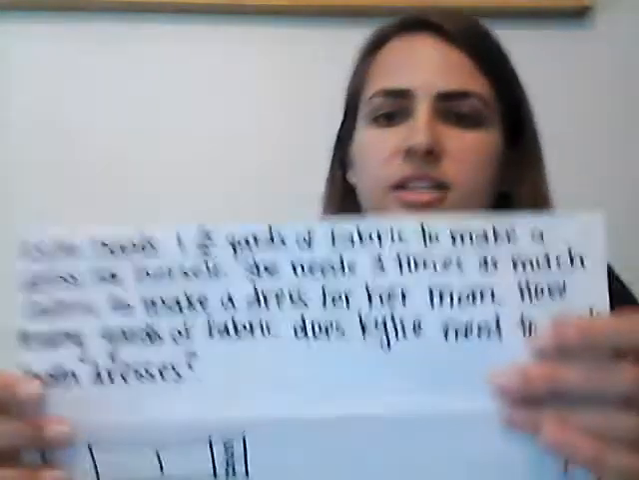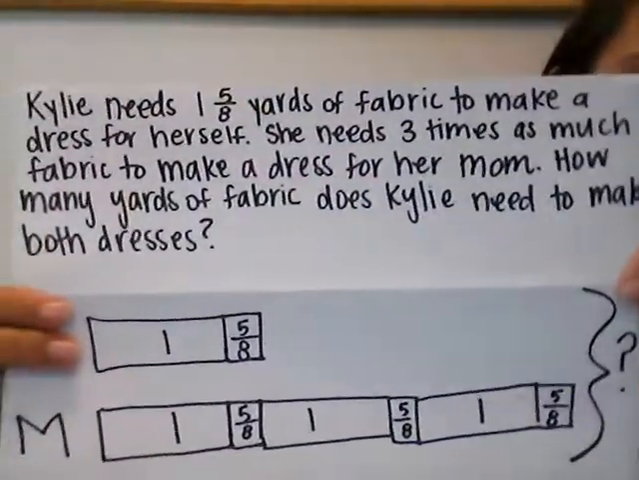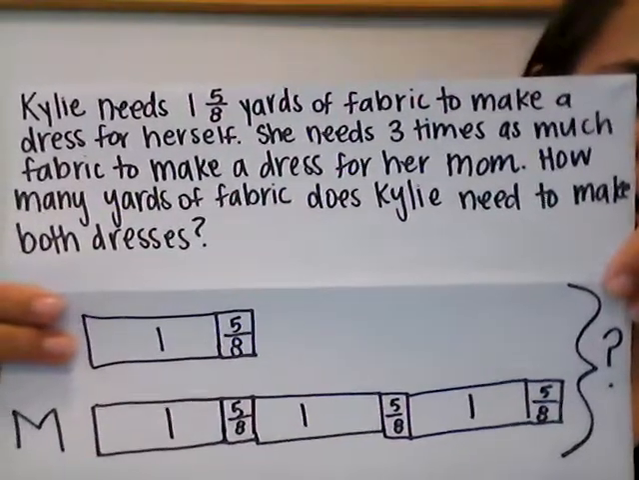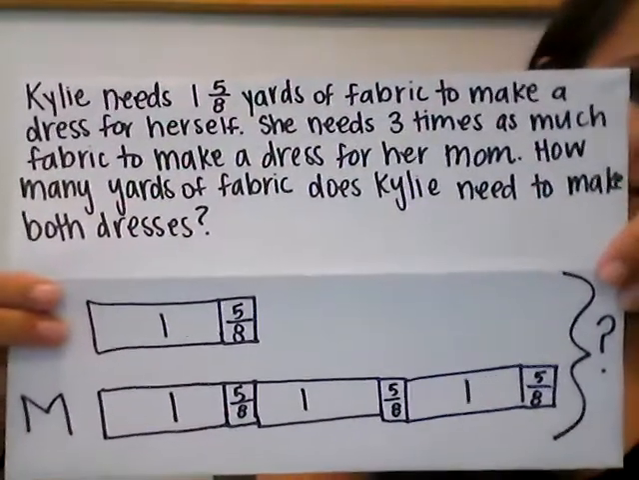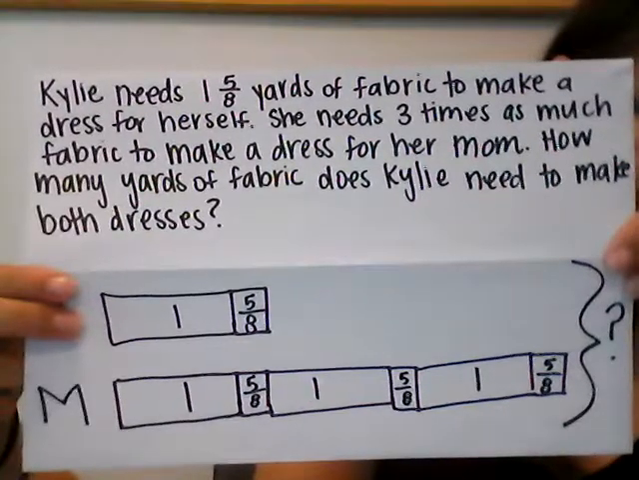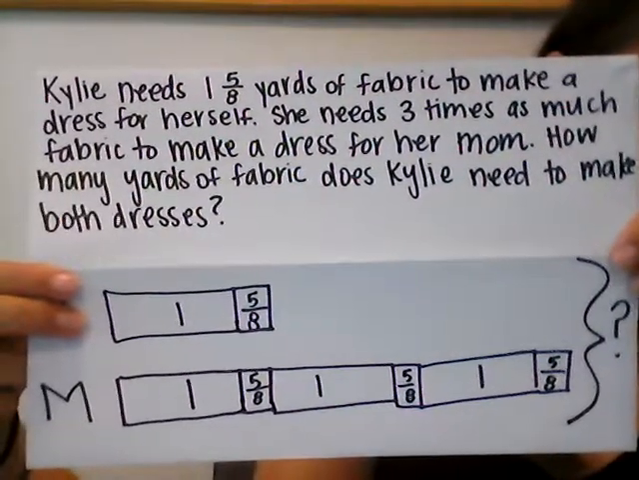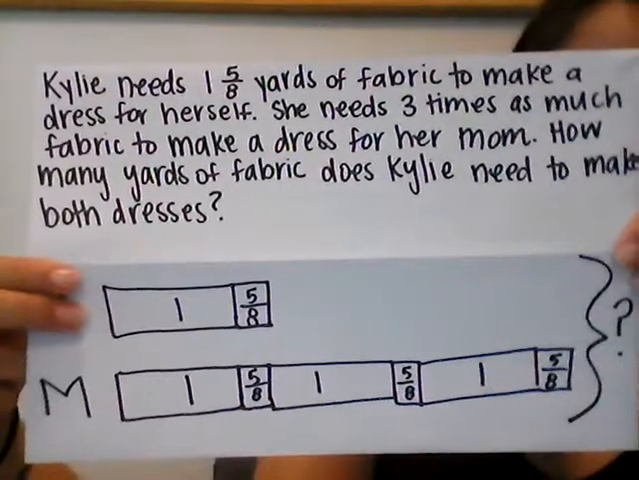So again, we'll go over the word problem one more time before we look at the solutions. Kylie is making dresses. She needs 1 5/8 yards of fabric for a dress for herself, but she needs 3 times as much fabric for a dress for her mom. And we want to know how many yards of fabric she needs all together.